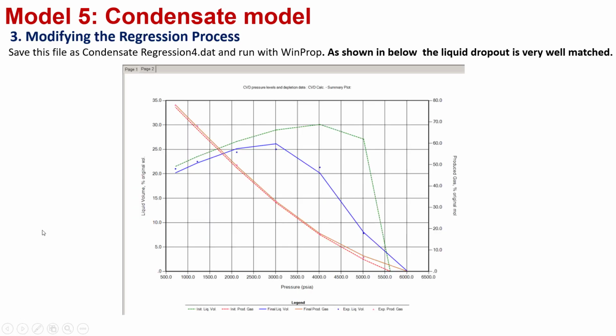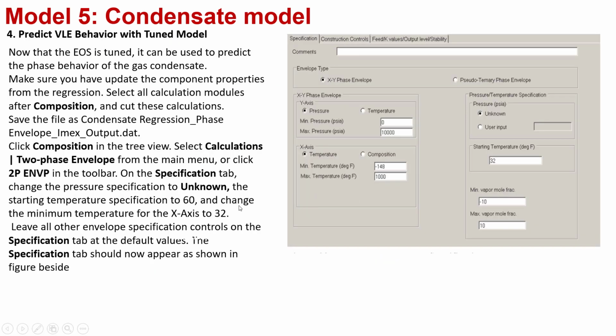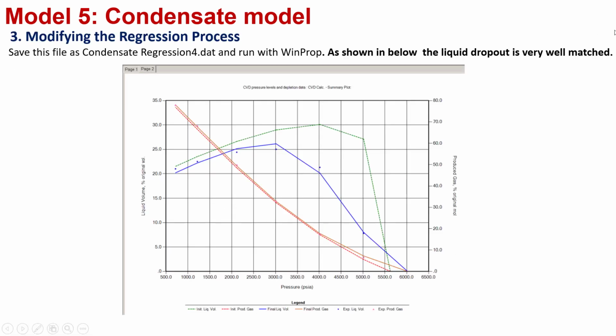Okay, this is the last slide for session number 3. You need to save this file as condensate regression 4.dat and run with WinProp. As shown below, the liquid dropout is very well matched now. Okay, you can see. And we will meet again in the next video for session number 4 to perform the condensate phase behavior model using WinProp.